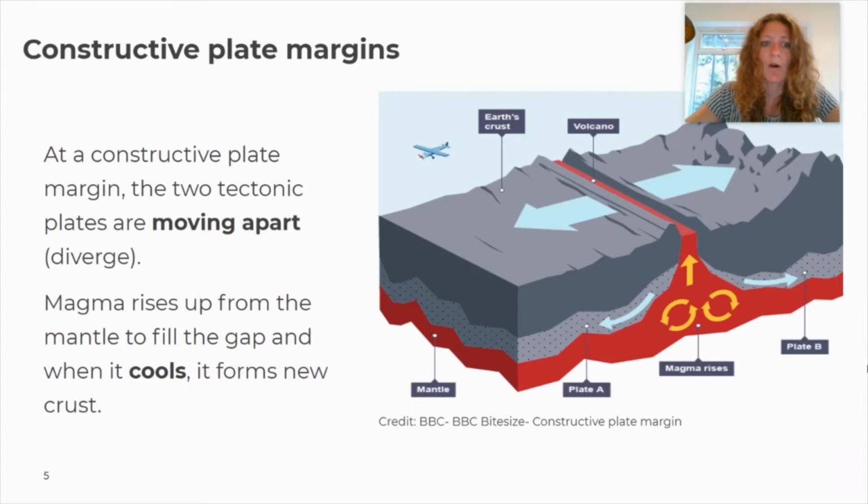So, at a constructive plate margin, the two tectonic plates are moving apart or diverging. Now, if you Google diagrams of this, the Americans would call this a diverging plate boundary, but we call it constructive in the UK. Now, magma rises up from the mantle to fill the gap, and when it cools, it forms new crust. So, if you would like to, pause the video now and just make some notes, and then let's crack on.